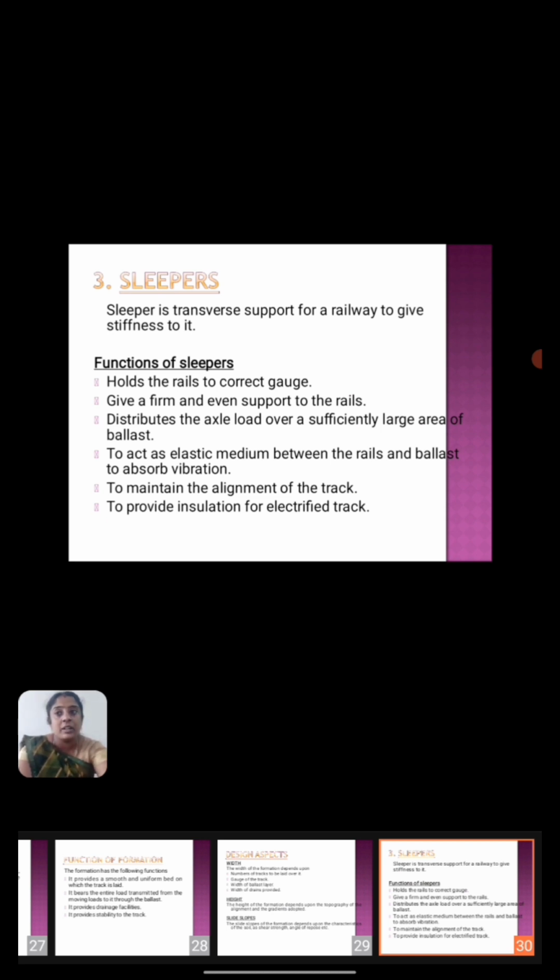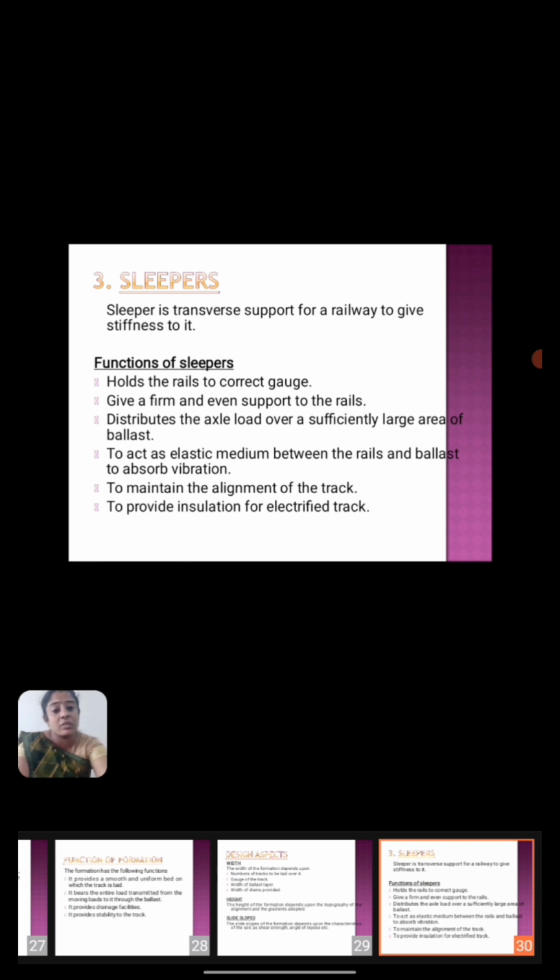And then sleepers. Sleepers are nothing but what we see in the track itself. When we look, there is a horizontal flat surface of concrete sleepers being laid nowadays. That horizontal arrangement of concrete members on the track is called the sleepers. So what functions do the sleepers provide for the rails? It holds the rails to the correct gauge. The sleepers hold the rails in order to bring them to the correct alignment, and it gives a firm support to the rails.